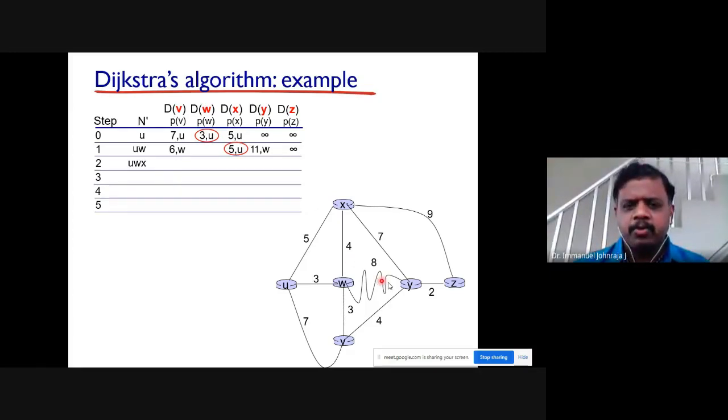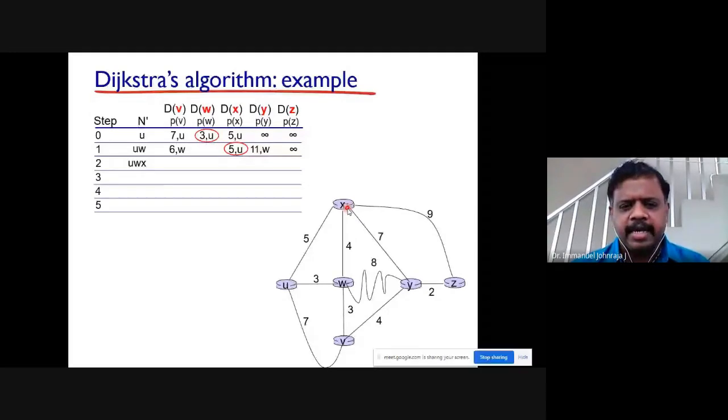Now you have moved to X. From X, who are all connected? You have already visited U, you have already visited W. You have missed only Y and Z. Okay, so from U through W or X, or through W and X, any path you take to go to Y, which is the least path?